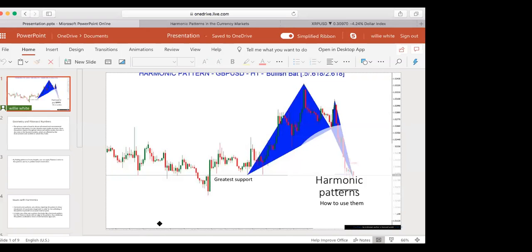Usually when you draw up harmonic patterns, you want to do it on the greatest support. All right, so right here, it tested it, it bounced off. Also right here and also right here. And usually when drawing up harmonic patterns, you want to start with the lowest low. So if I was drawing up a pattern like this, I would have put the X right about here. And I'm going to go into further detail explaining all about that.